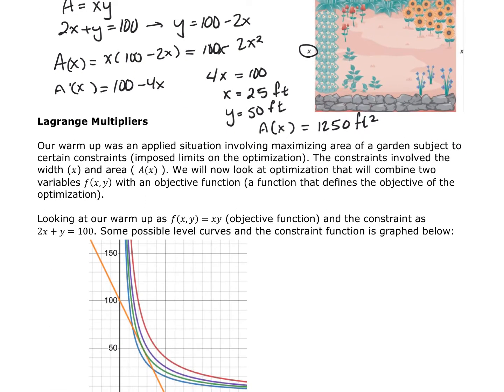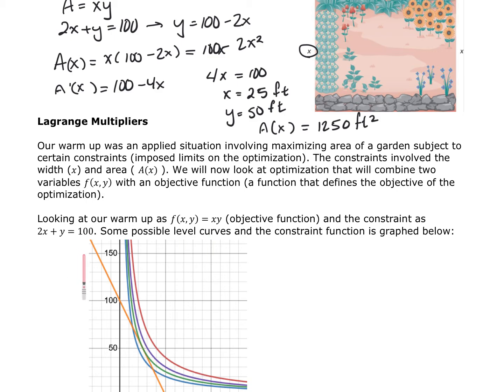So our warm-up was an applied situation involving maximizing the area of a garden, subject to certain constraints. The constraints are the limits on the optimization. In our case, the constraint was 2x plus y is equal to 100. That's our constraint. The area was the function we hoped to maximize, so A of x. If we were to look at our warm-up as f of x, y equal to x times y, in other words, I'm not doing it as a function of a single variable. I have a function of two variables.